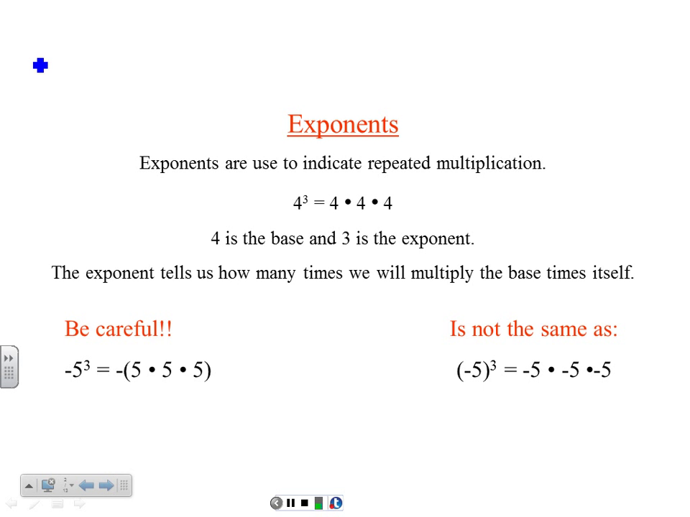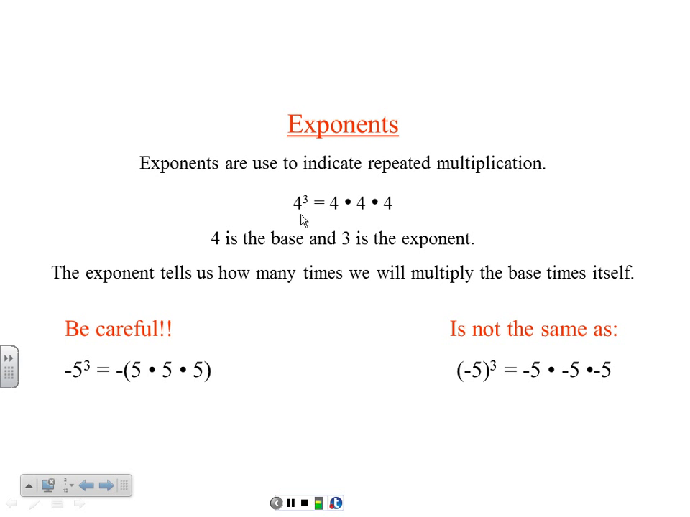Exponents are used to indicate repeated multiplication. So what's going on here is if I have something that says 4 to the third power, 4 to the third power is equal to 4 times 4 times 4. So basically if you have a power such as this, your base is the big number and your exponent is the small number. And so what 4 to the third power means is it means to take your base and multiply it times itself 3 times.